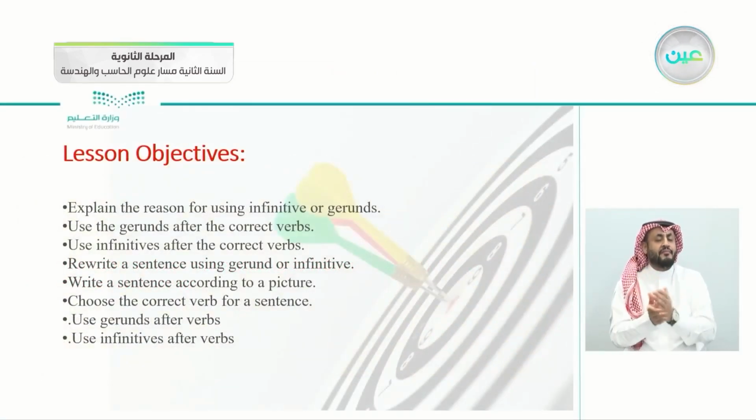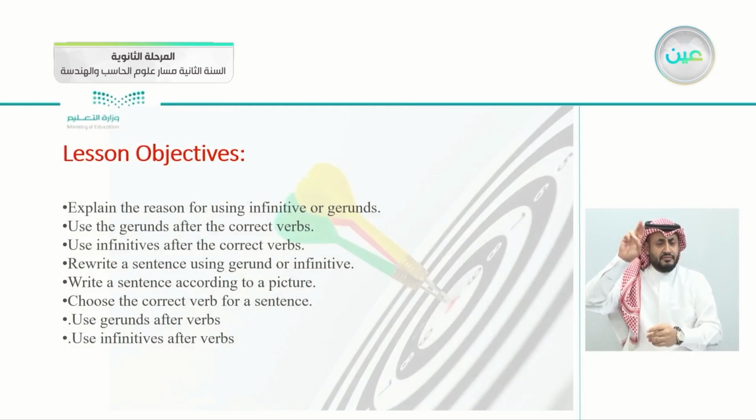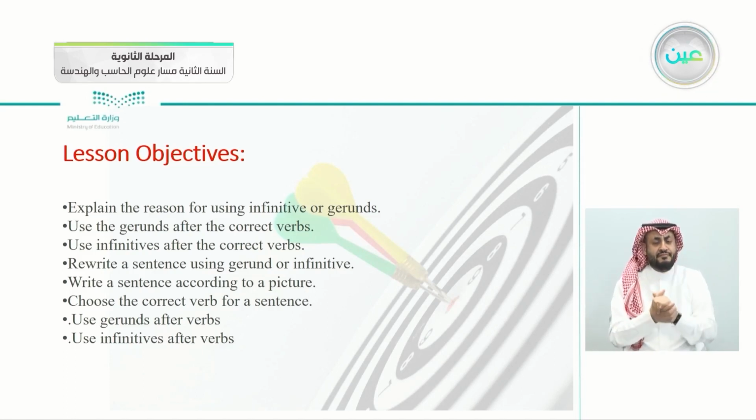So these are today's objectives: to explain the reason for using infinitives or gerunds. Today we'll be taking gerunds and infinitives again, but this time more deeply. Use gerunds after the correct verbs. Use infinitives after the correct verbs. Rewrite a sentence using gerunds or infinitives. Write a sentence according to a picture. Choose the correct verb for a sentence. So these are all of today's objectives. We'll be taking them one by one.